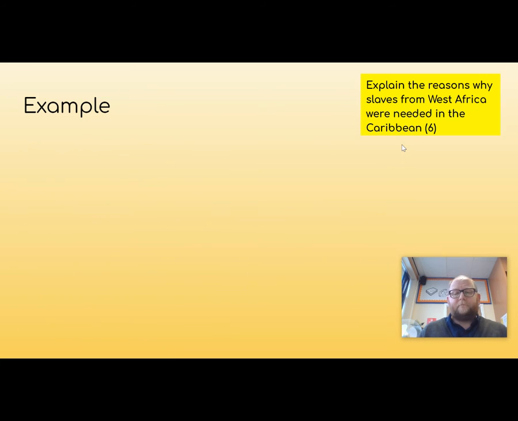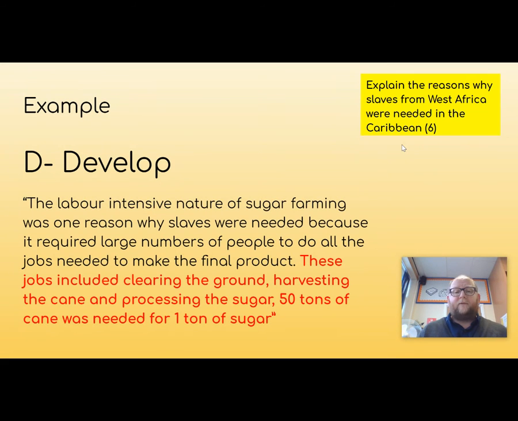And if you wish, you can then move on to look at D, develop. The labor-intensive nature of sugar farming was one reason why slaves were needed because it required large numbers of people to do all the jobs needed to make the final product. These jobs included clearing the ground, harvesting the cane, and processing the sugar. 50 tons of cane was needed for 1 ton of sugar. There's the extra information in there. There's the developed point.